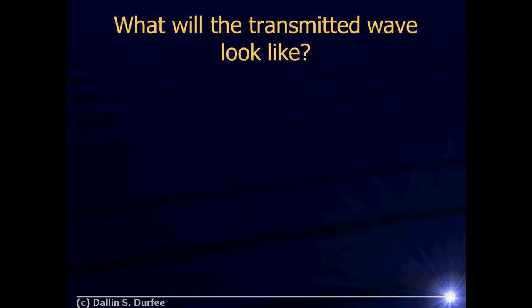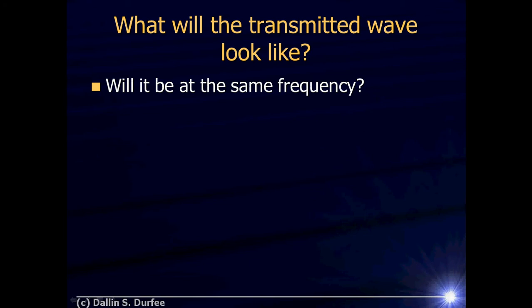Okay, so we've got this incident wave coming in. So the incident wave, or incoming wave, that's our given. We're sending this wave in. We want to know what happens when that wave hits the junction. What will the transmitted wave look like? In particular, will it be at the same frequency?